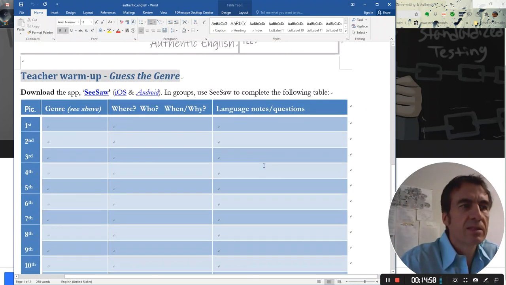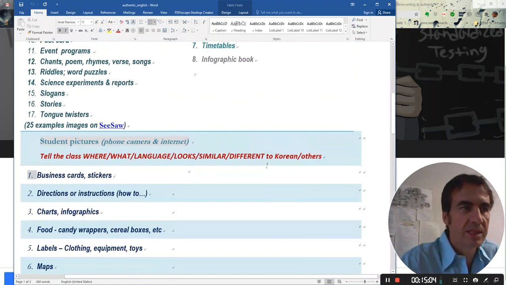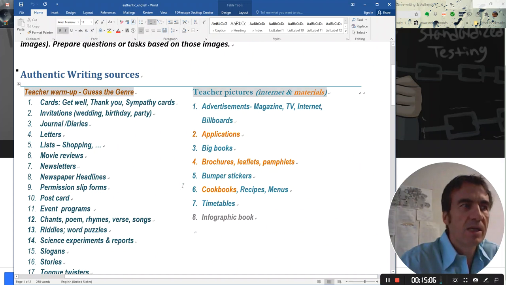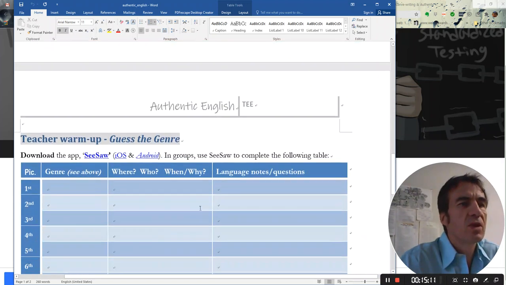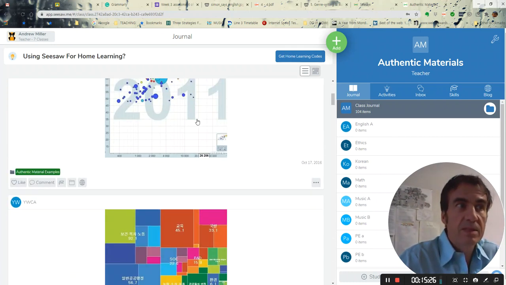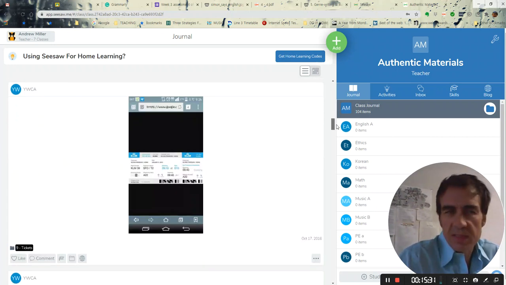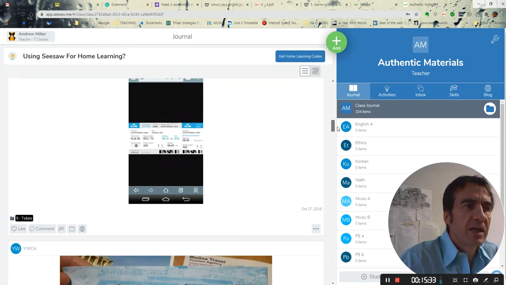Now I have used these with teachers using Seesaw, where I give them examples and they have to tell me which type of writing source it is, and then also any where, who, why, when, what, and language notes. So just as an example, these are some that teachers have uploaded in different programs, like these diagrams. It's usually, because it's English, that they have to identify things in English.